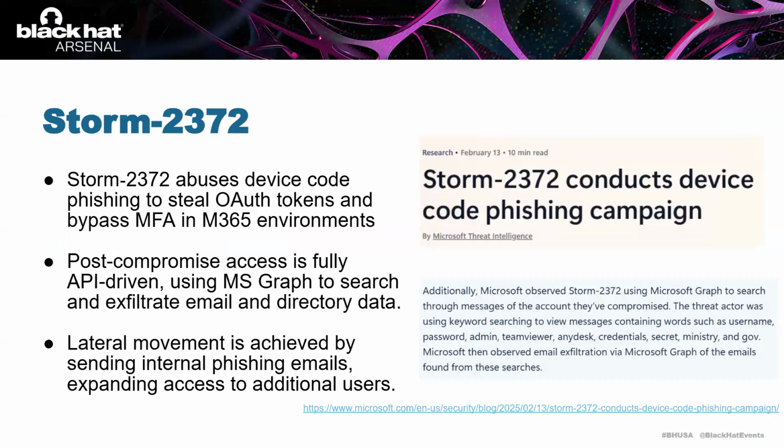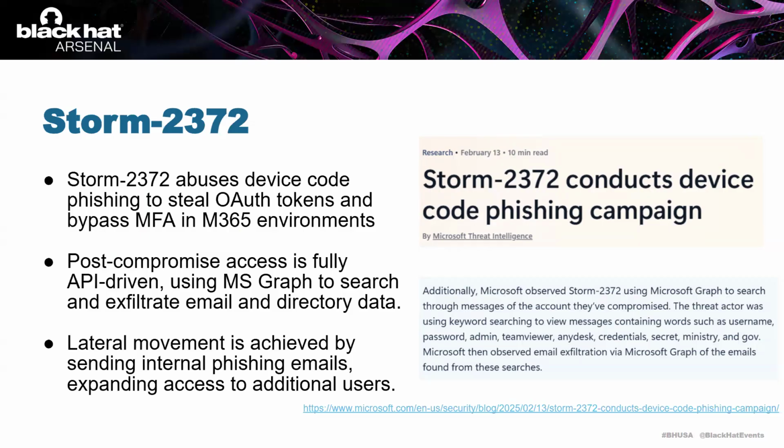So let's talk about a threat actor called Storm-2372. I saw this interesting report on a Microsoft blog post. This report is from February this year, and this Russian-tied actor is targeting 365 environments. And once again, they're not leveraging malware anymore. They get in by implementing the device code phishing technique to steal auth tokens. This way they can bypass MFA.